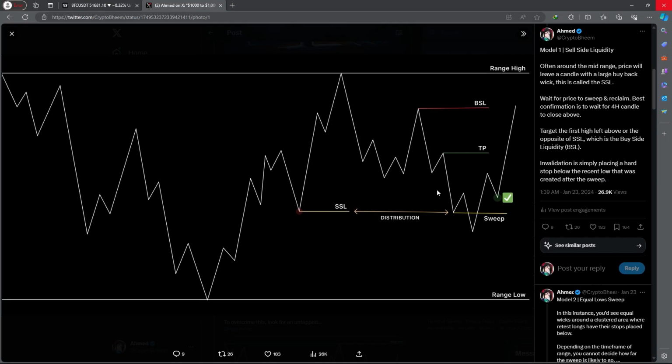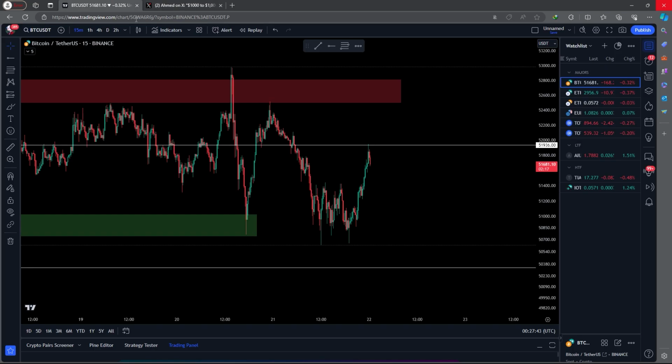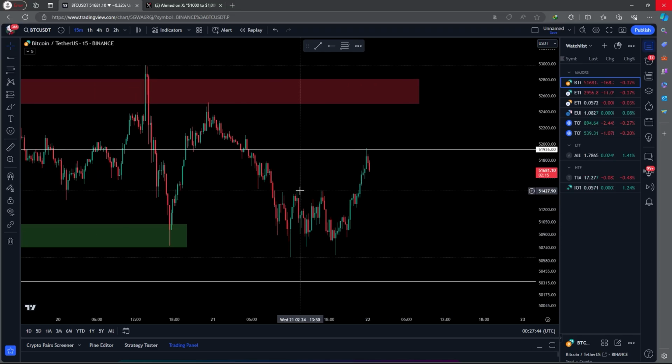Now, talking from the take profit side, this is the take profit on the first market structure. This could be anything, a supply, market structure break, anything. And there's the BSL, which is the opposite. You can see this on BTC right here as well.